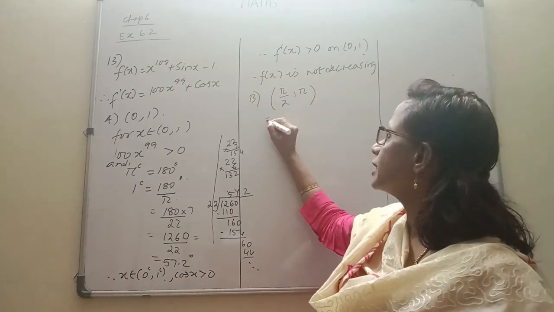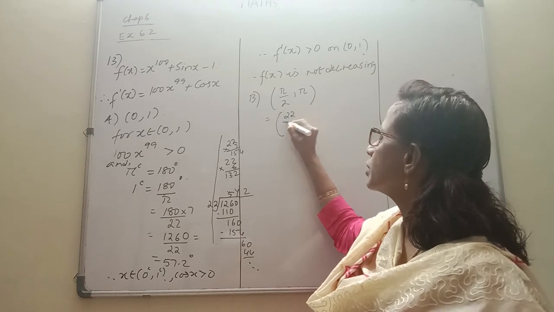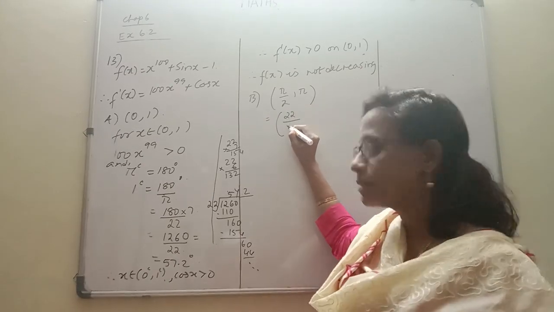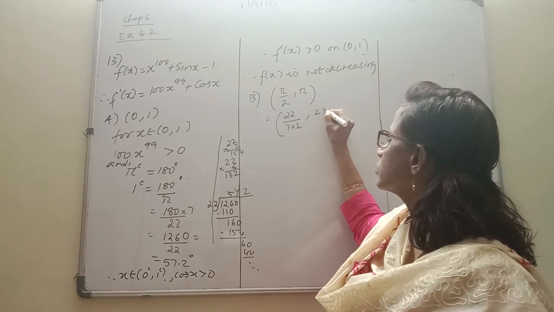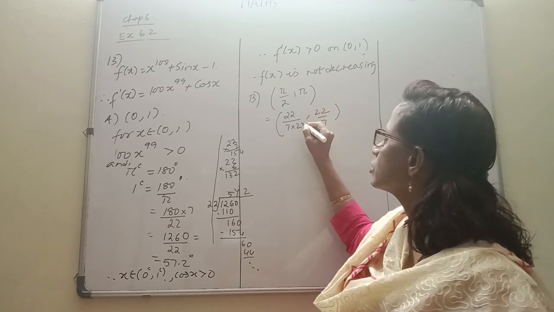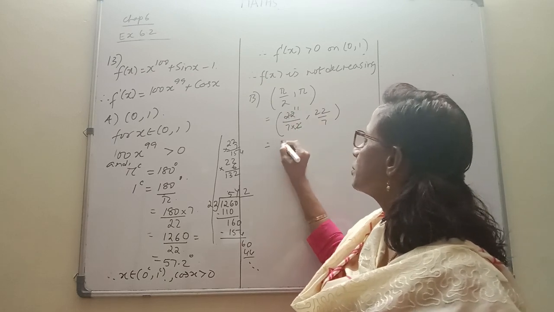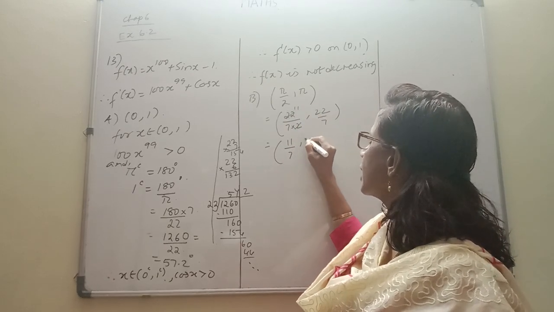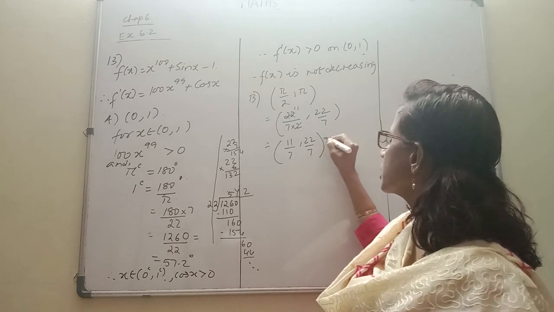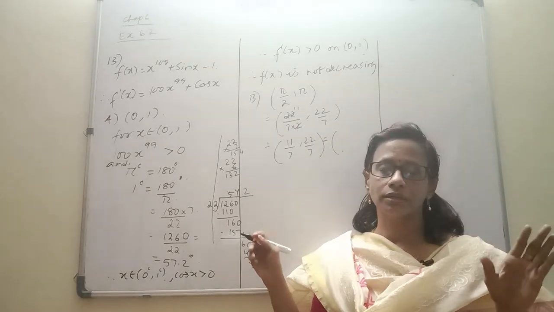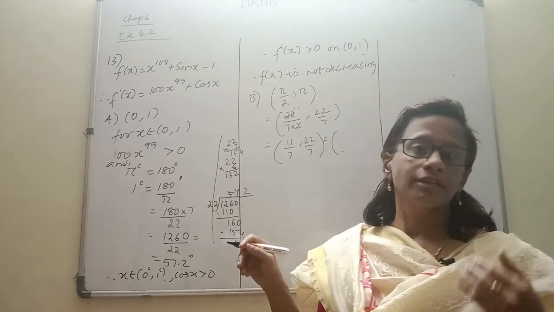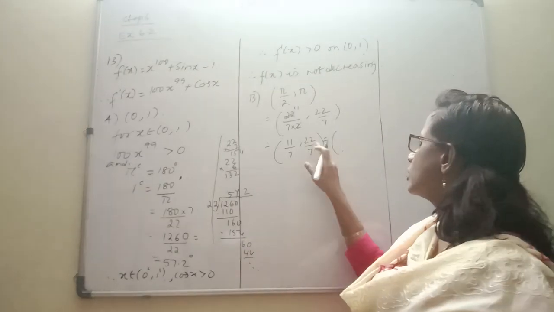So for that, writing pi by 2 is as good as writing 22 upon 7 divided by 2. Divided by 2 means multiplication by the reciprocal. So it is 22 by 7 pi. So that becomes 11. Actually, you're between 11 by 7 and 22 by 7. A fraction doesn't give you a clear idea unless you get a decimal. So let's get the decimal.